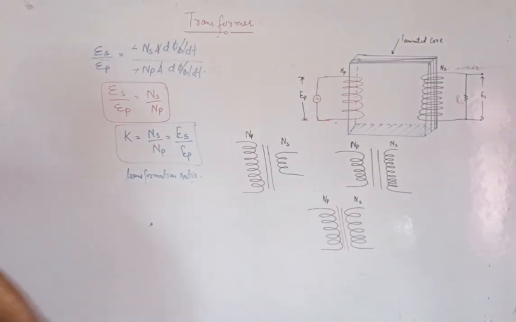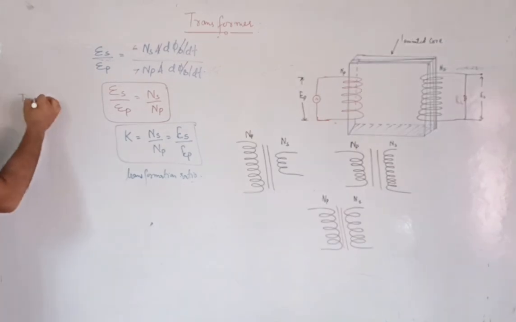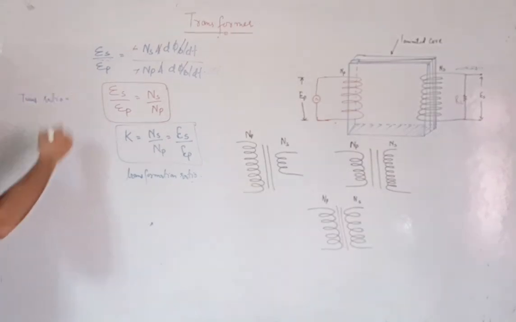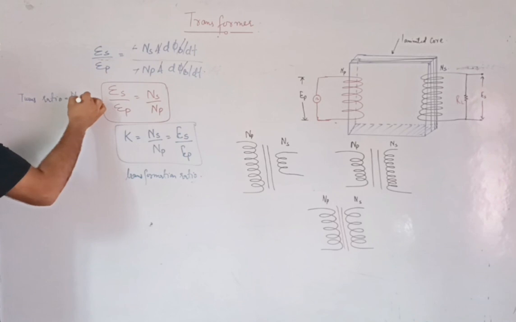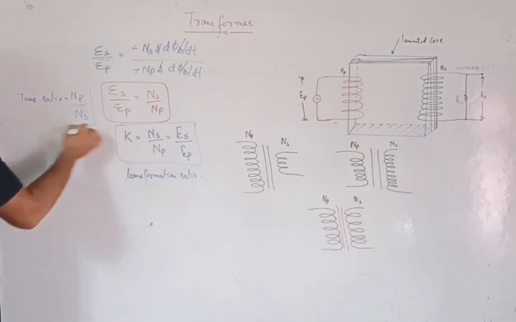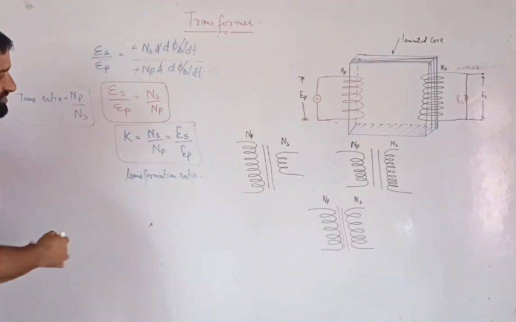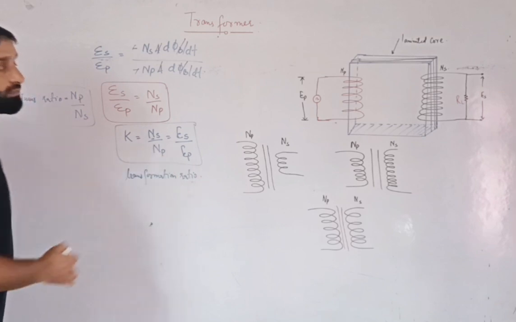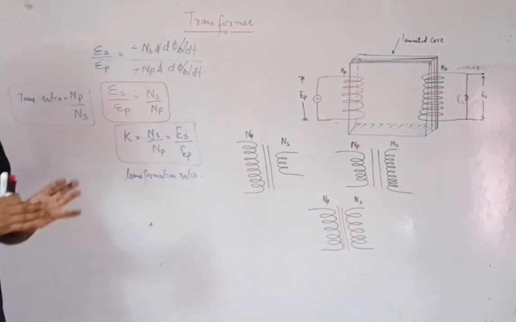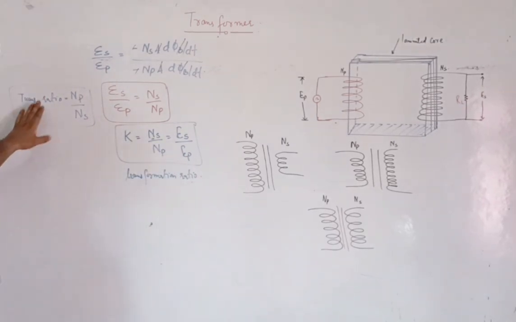We also have another ratio that is called the turns ratio. Please remember the turns ratio. The turns ratio is the ratio of the number of turns of the primary to the number of turns of the secondary. Here we can say that the transformation ratio is the number of turns of the secondary to the number of turns of the primary. The turns ratio is its inverse. The turns ratio is equal to the number of turns in the primary to the number of turns in the secondary.